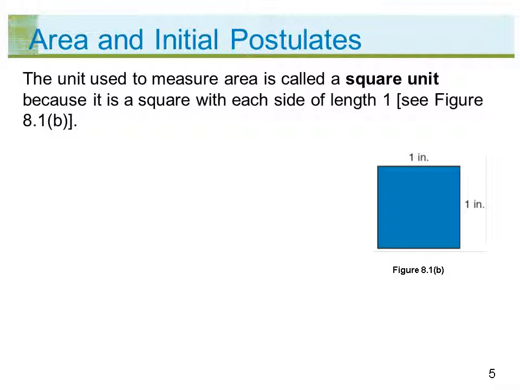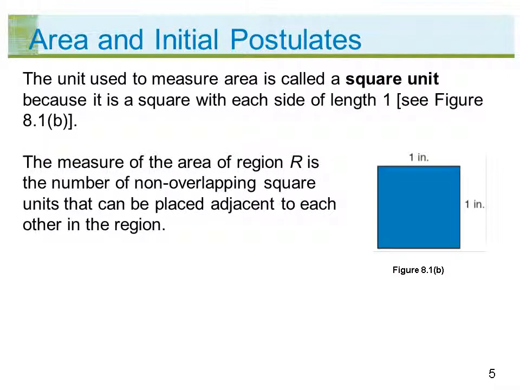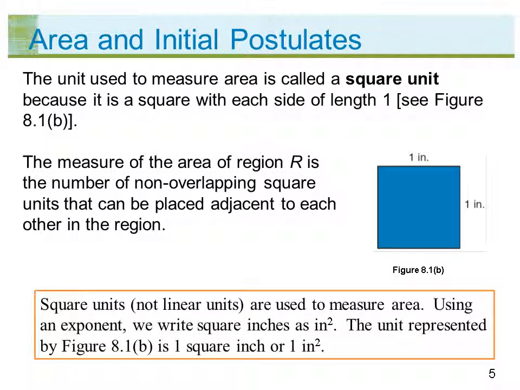See figure 8.1b. The measure of the area of region R is the number of non-overlapping square units that can be placed adjacent to each other in the region. Square units, not linear units, are used to measure area. Using an exponent, we write square inches as in squared. The unit represented by figure 8.1b is 1 square inch, or 1 inch squared.